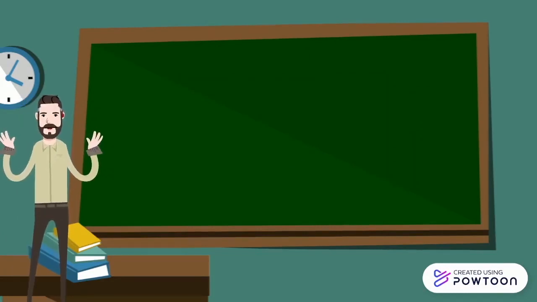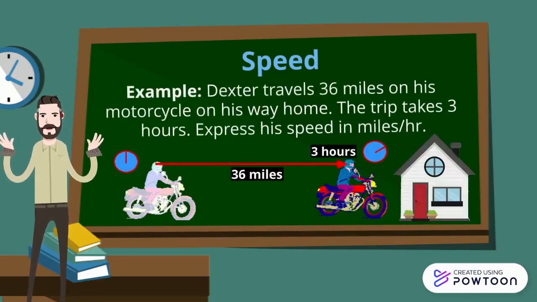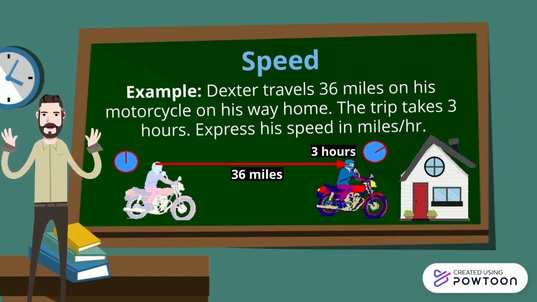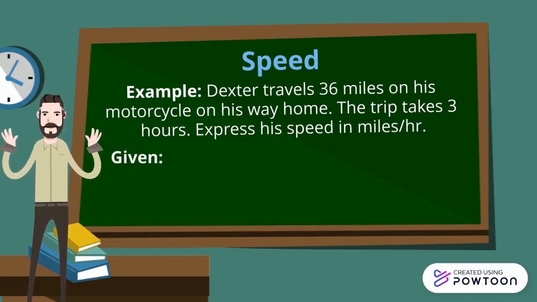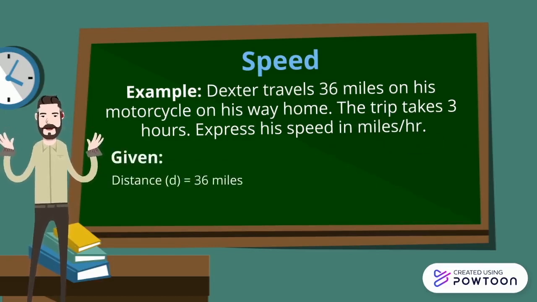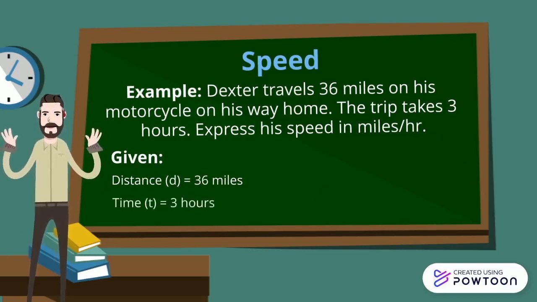Now, let us have this example to further understand what is speed. Vexter travels 36 miles on his motorcycle on his way home. The trip takes 3 hours. Express his speed in miles per hour. Now, let's first identify the variables in our problem. So, the distance is 36 miles. The time is 3 hours.